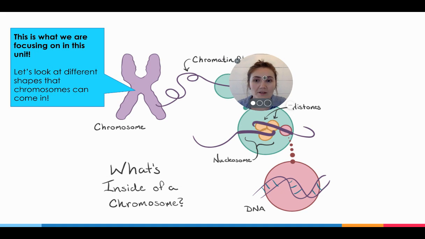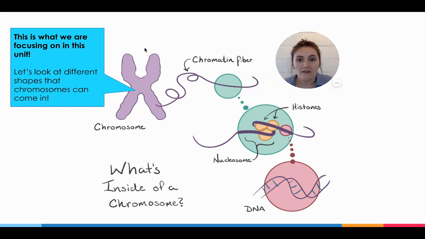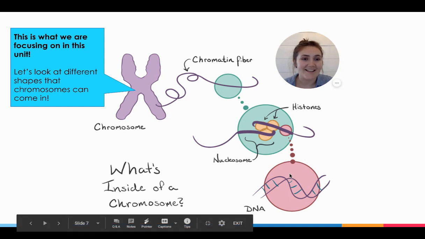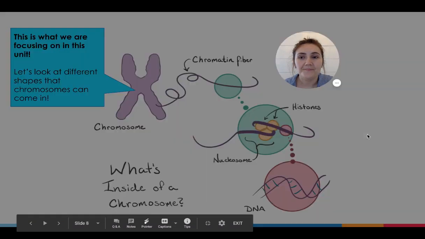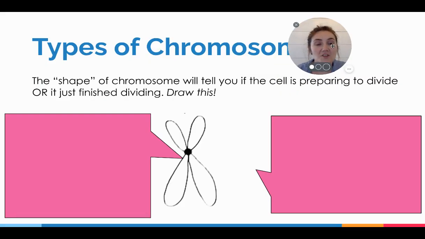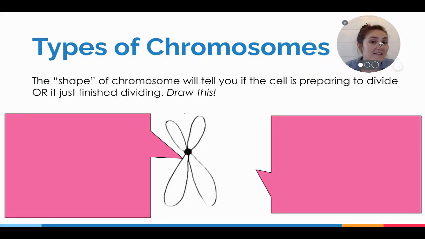So in this unit, we are going to be focusing on chromosomes. Keep in mind that a chromosome contains a DNA molecule that's just been twisted up and organized. With chromosomes, there are two different types, and based on the shape, it'll indicate to you whether a cell is preparing to divide or if it just finished dividing. I would recommend drawing this in your notebook so that you have these two pictures available to you.